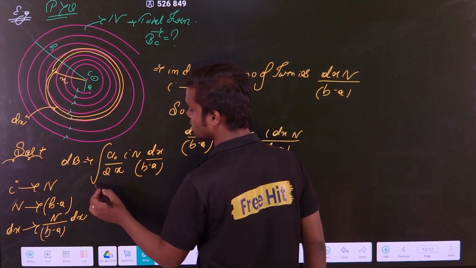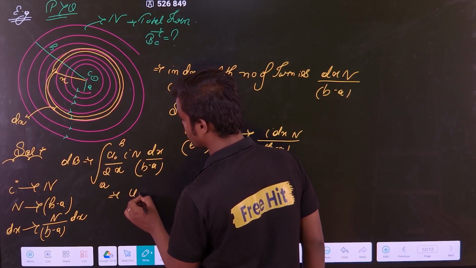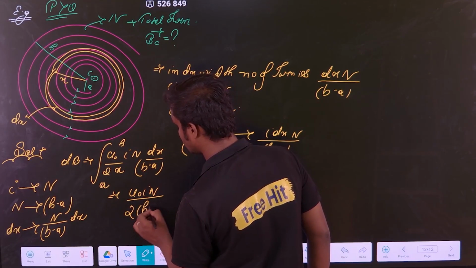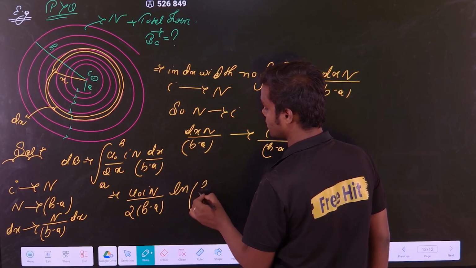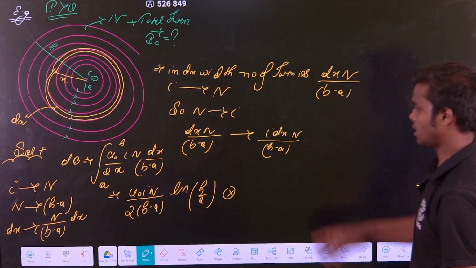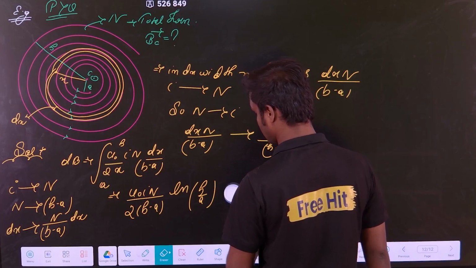Now we have to integrate simply from a to b. When you integrate, you will get mu naught I N divided by 2 into b minus a, into the integration giving ln b by a. And the direction, we know by the right-hand rule: if you curl, you will get outward, not inward, it will be outward.